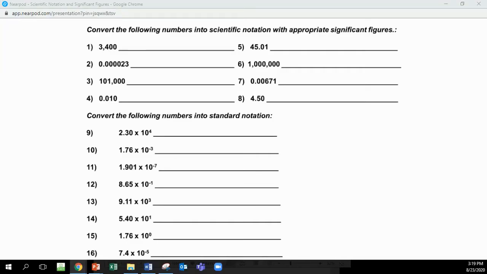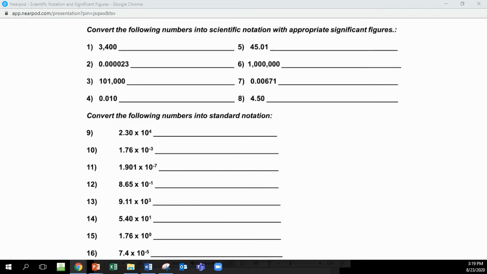At this point, I would like you to pause the video and see if you can practice doing all of these problems here. At the very top, you have going into scientific notation if you're given a number in standard notation. And at the bottom, sorry, you're given scientific notation and you need to put it into standard notation. The next slide will show the answer.